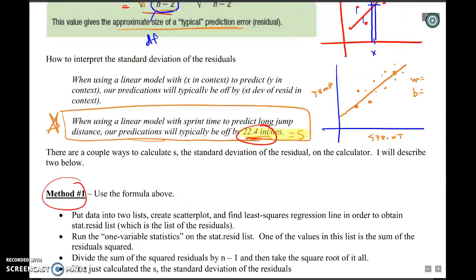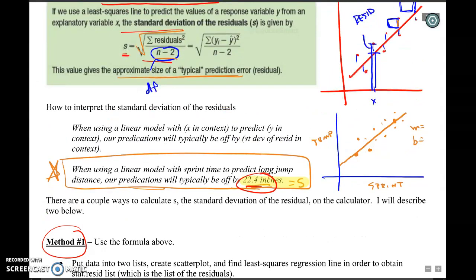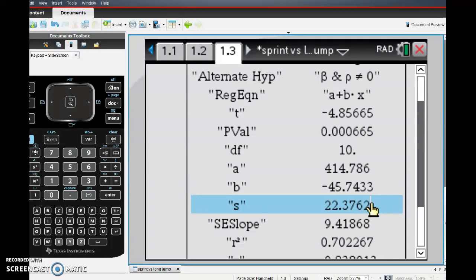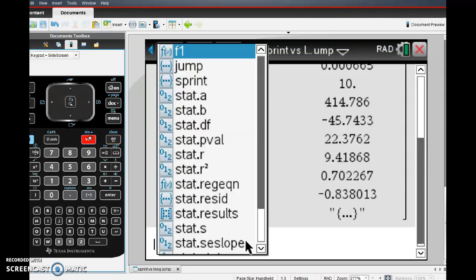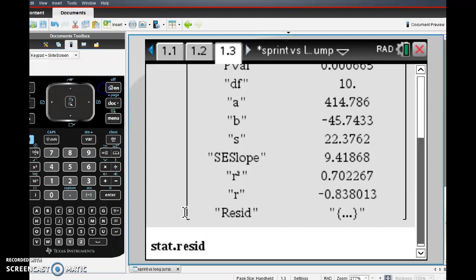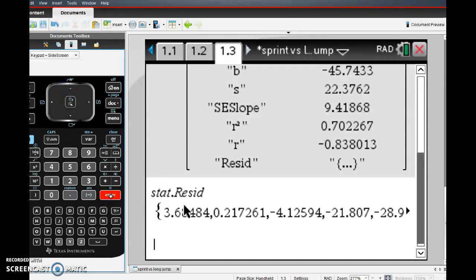If you want to get it by hand, we could actually use the formula. Not that I would recommend it, but we could. All you need to do is square your residuals, divide by n minus 2, the degrees of freedom, and take the square root. So let's see if we have our residuals. If we go to our vars key, we do have our stat residuals here. That's our residual list right there. Because I ran the linear model, those are our residuals.